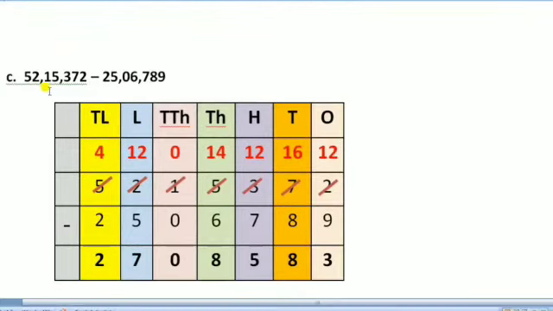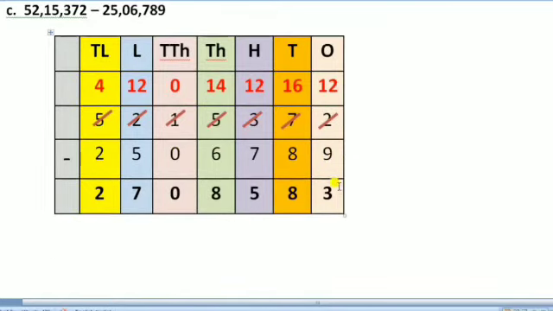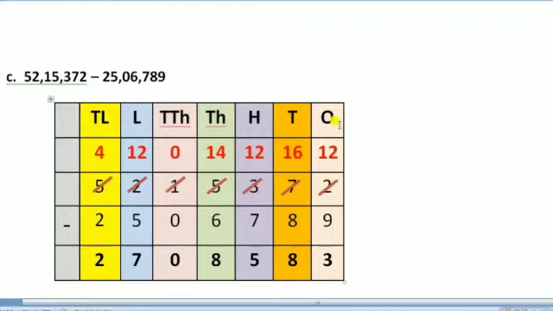Let us come to sum C. From 52 lakh 15,375 we have to subtract 25 lakh 6,789. Again we have placed all the headings and done the arrangement of the digits. Similarly, the arrangement of the second number with the minus sign has been done as per place value. We will go to the smallest place value, ones.